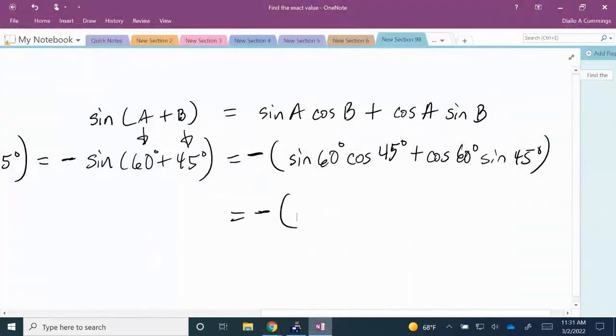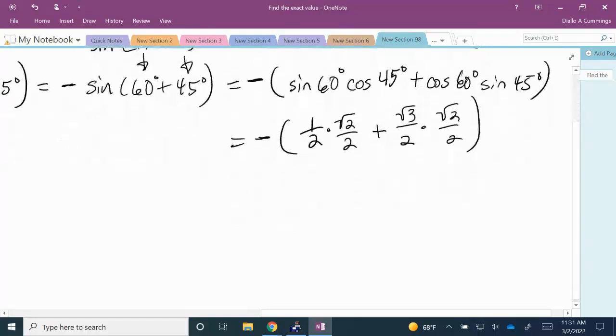Right, so looking at one or the other, we see that the sine of 60 degrees is 1/2 times the cosine of 45 degrees, which is square root of 2/2, plus the cosine of 60, which is square root of 3/2, times the sine of 45 degrees, which is square root of 2 over 2. I'm going to bring down my negative.